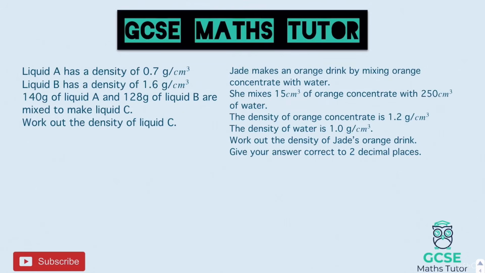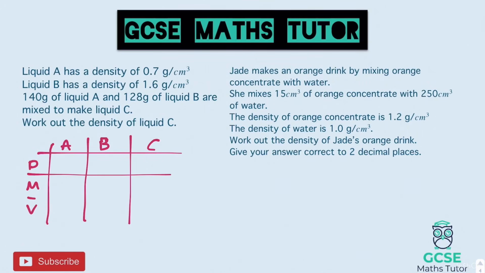Okay, so for this first one then, let's have a look at what we've got. We've got density, mass and volume down the side. We've got liquid A, liquid B, and it's making liquid C. All right, there we go. And let's see what pieces we actually have here that we can fill in straight away.